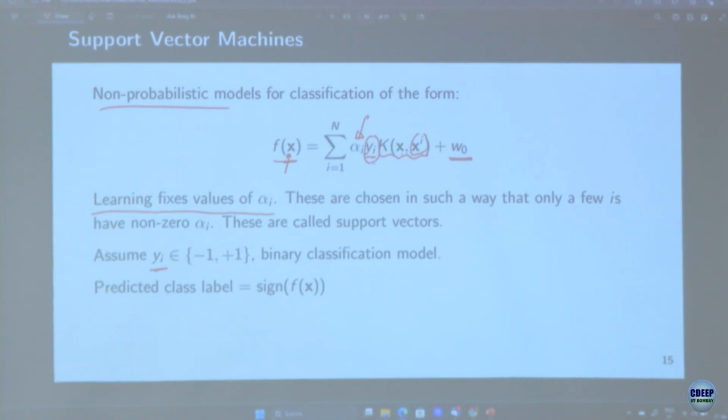And these alpha i's in support vector machines are chosen in a way so that only a few of the training examples have non-zero alpha i values. Most of the training examples will have alpha i equal to 0. The points for which alpha i is non-zero are called the support vectors. So the vectors are the training examples, and you select a subset of them to support your classifier, and hence the name support vector machines. Once you have computed the value of f(x) for any test example, the predicted class label is just the sign of f(x). If f(x) is negative, you predict the minus 1 class. If f(x) is positive, you predict plus 1 as the class.